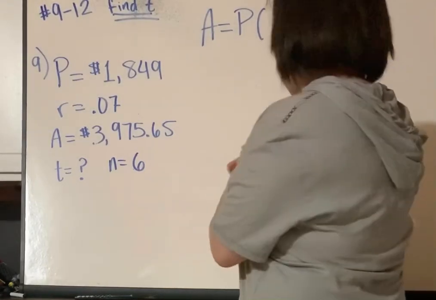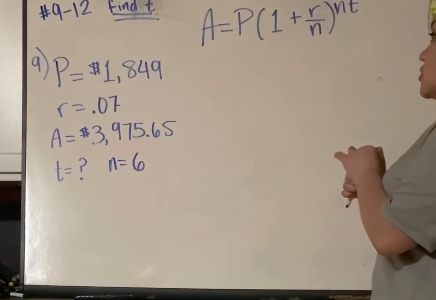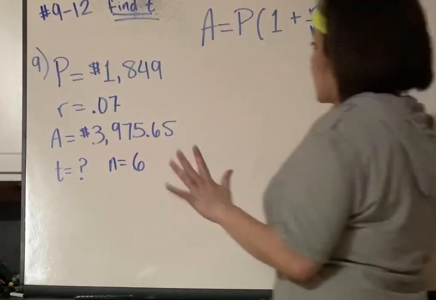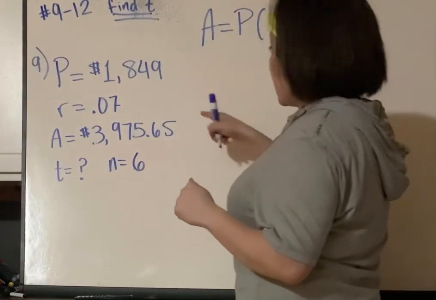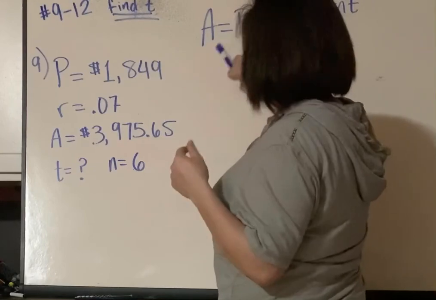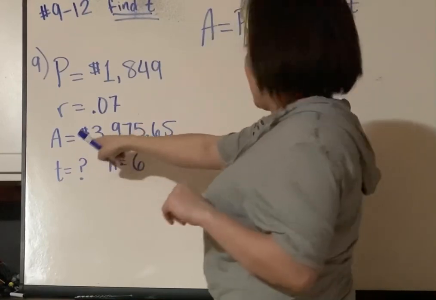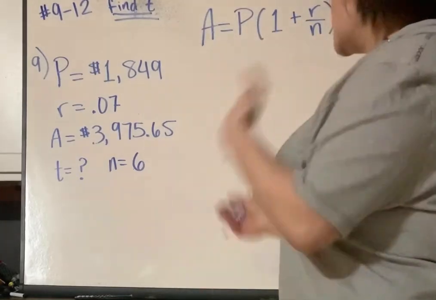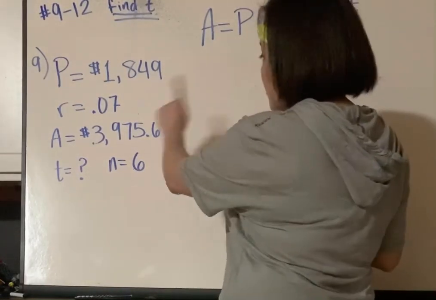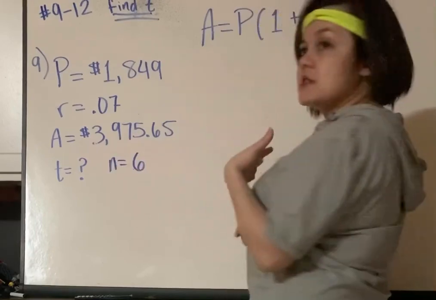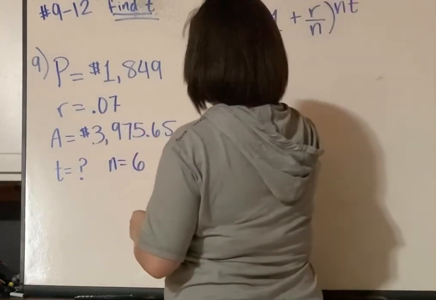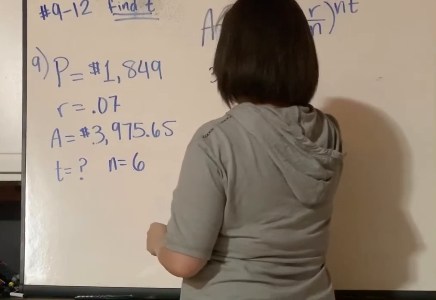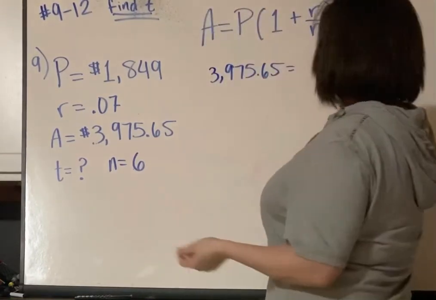It is going to be a little different than before because you are missing t on these problems, so it'll make it a little bit different to solve. My initial amount: they give me A, which is the amount you want after the interest and the time. So our A is that bigger number, the amount after, 3,975.65.